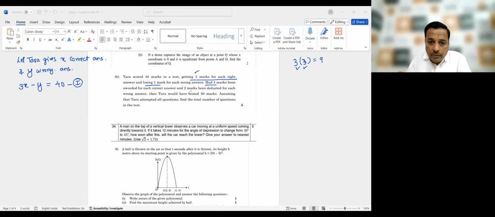Understood? Yes. Then again, 4 marks awarded for each correct answer, 4 marks means again 4x. And 2 marks deducted for each wrong answer means -2y. And she will get 50 marks now. Now I think you know how to solve this equation. Yes, sir. Okay? So just take a screenshot. We will solve the next one. Done, sir. Okay.